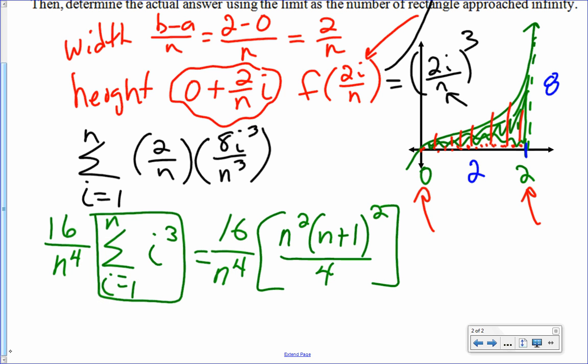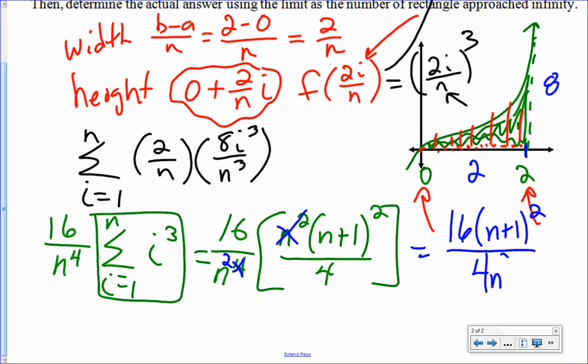Now this time, if you want that multiplied out, you're going to have to do that on your own time, because I see something I can do that's going to save me time in the long run. All right, has everybody done writing that? We've got an n squared here that I can cancel with 2 of them down there, so it's just n squared. So really we've got 16 times n plus 1 squared all over 4n squared.